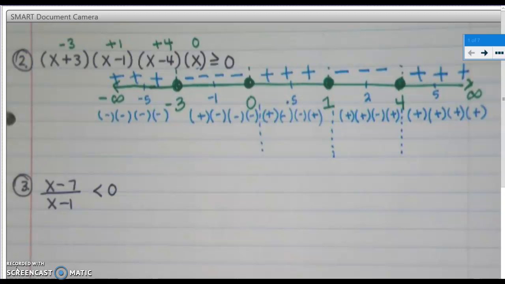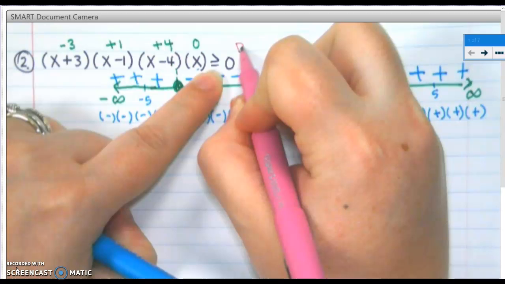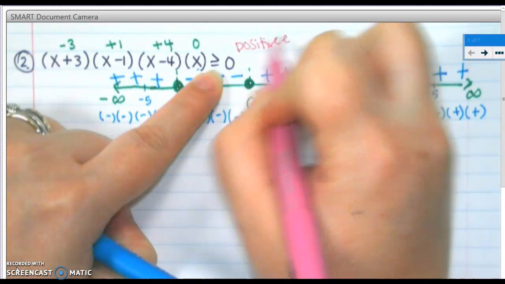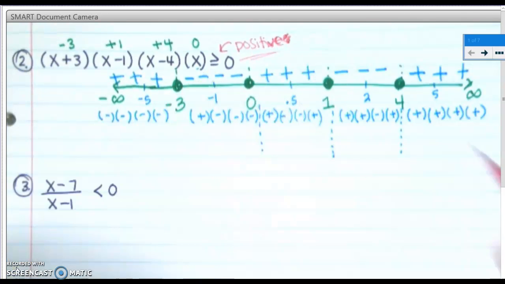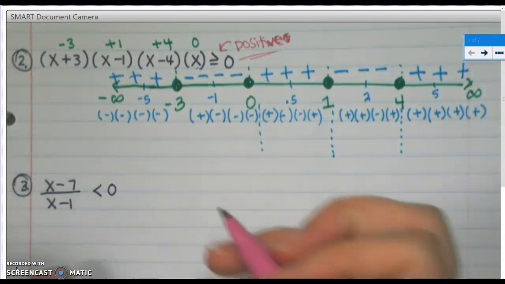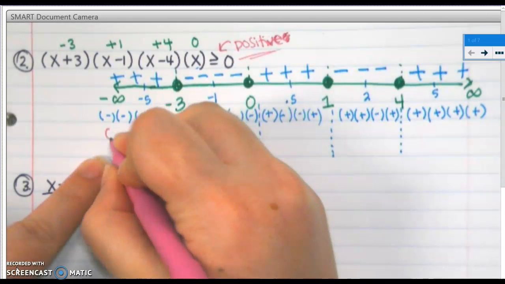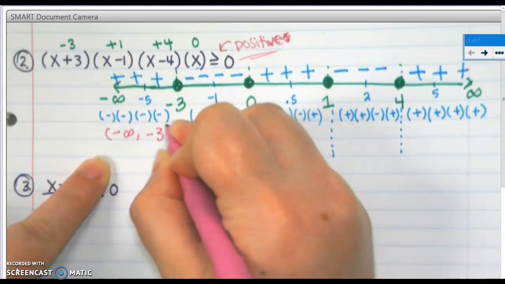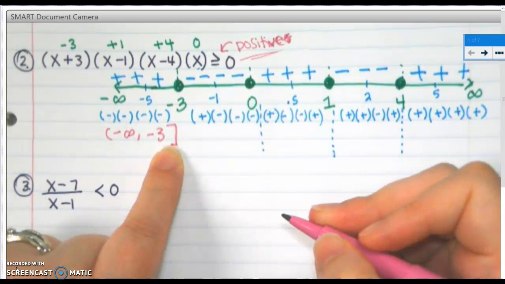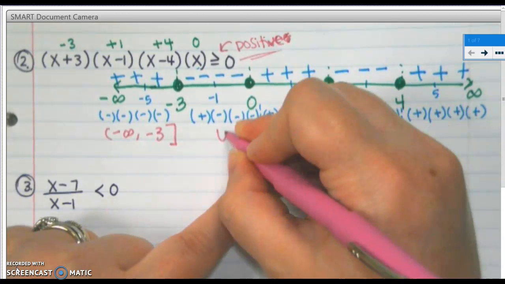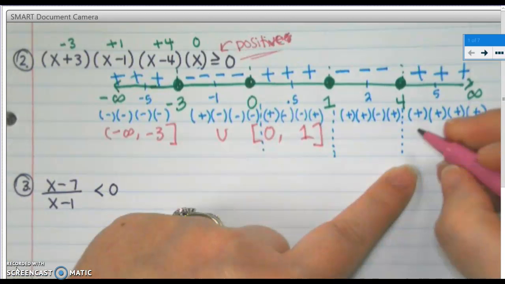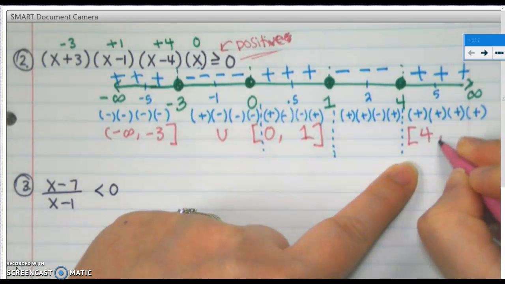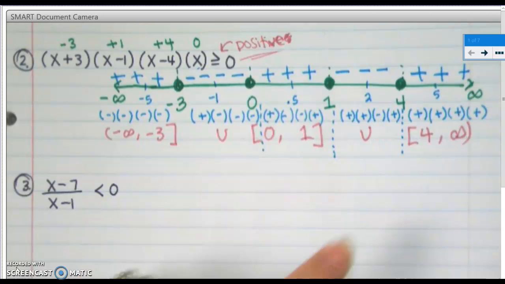All right, so this time around, I'm looking for intervals that are greater than or equal to 0. So those are positive numbers. So my positive intervals are from -infinity to -3, bracket because it's a closed circle, from 0 to 1, and from 4 to infinity. So this one has 3 intervals.